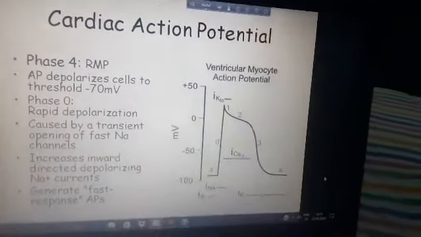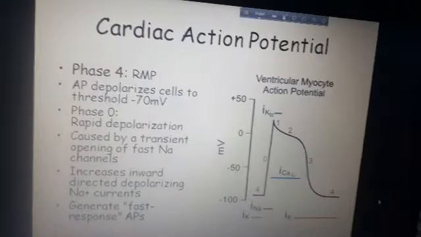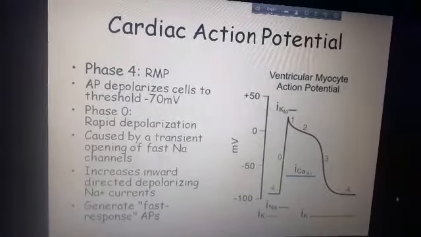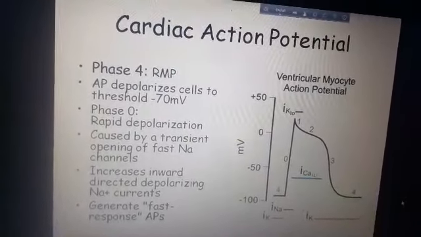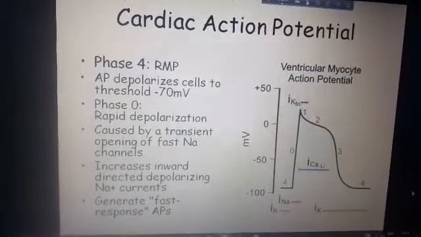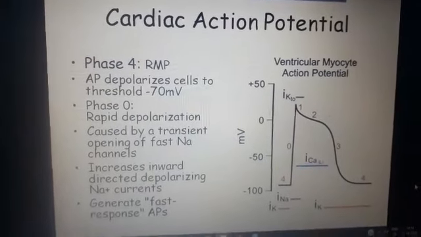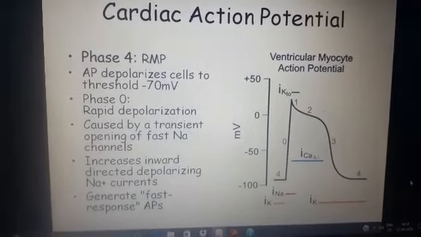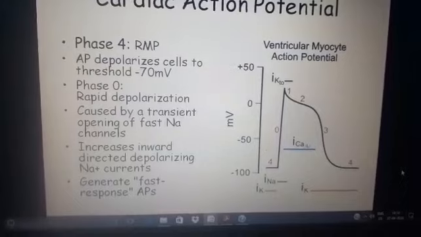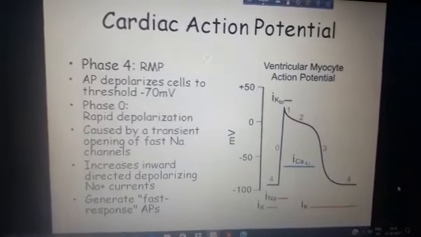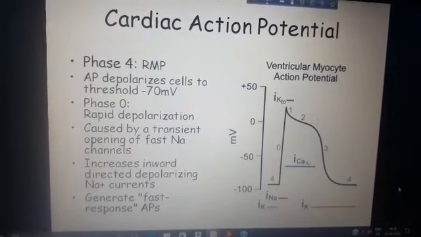Now, before understanding the action potential defined actions of the antiarrhythmic drugs, let's discuss the cardiac action potential. It is the action potential curve shown by the non-pacemaker tissue. That means the bundle of His, Purkinje fibers, or the normal ventricular muscle, those tissues show these phases of action potential. Phase 4 is the resting membrane potential, and when there is action potential, it depolarizes cells to the threshold level, that is minus 70 millivolt. After that, there is beginning of phase 0, and phase 0 is caused by a transient opening of the fast sodium channels.